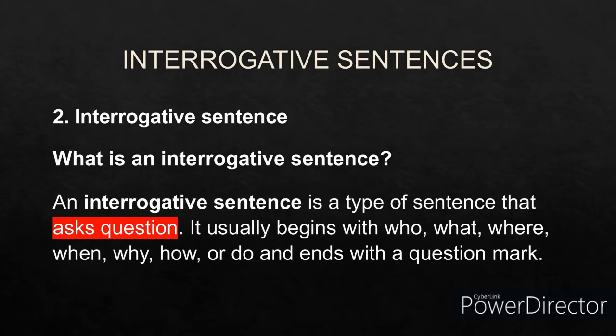The second type of sentence based upon the structure is the interrogative sentence. An interrogative sentence will always ask a question. It usually begins with the WH kind of question. WH is nothing but what, where, which, why, how. How is also a WH question, and it ends with a question mark.